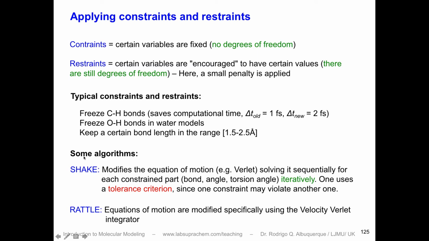There are some algorithms to apply constraints and restraints. One well-known algorithm is called SHAKE, which modifies the equations of motion, for instance, the Verlet, solving it sequentially for each constrained part. So you can constrain a bond, an angle, a torsional angle, iteratively. And one uses a tolerance criterion in each case, since one constraint can violate another one.